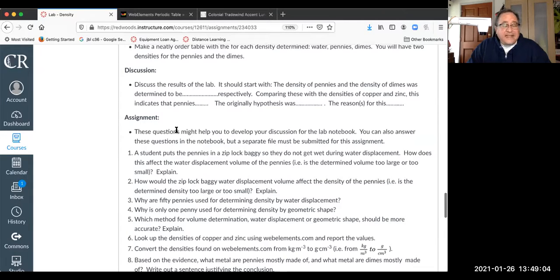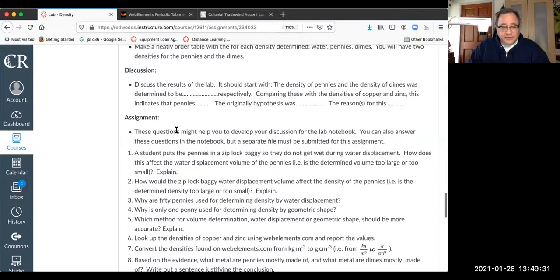Comparing these with the densities of copper and zinc, we find that, yeah, pennies are made out of copper. And yeah, dimes are made out of zinc, and the hypothesis was correct. Or you might say, wow, pennies are not made out of copper, they're made out of zinc. That sounds crazy. And dimes are made out of copper. And the original hypothesis was incorrect.